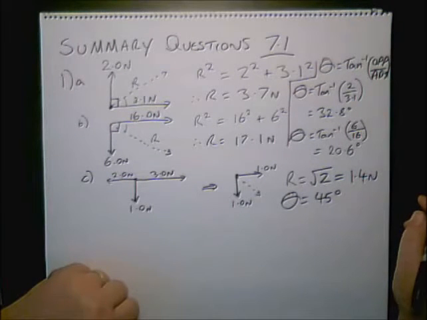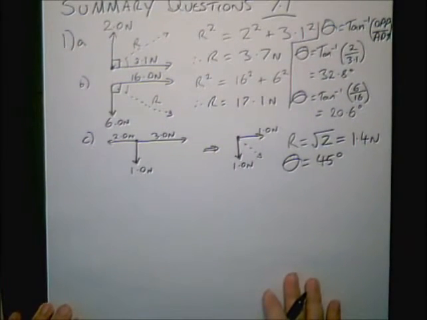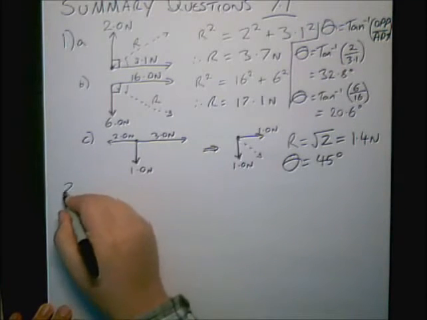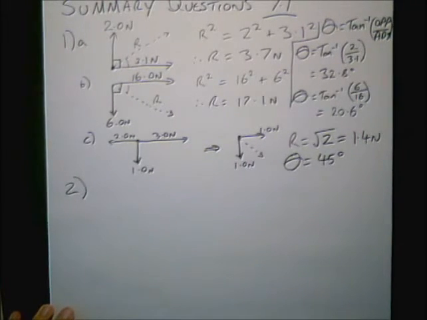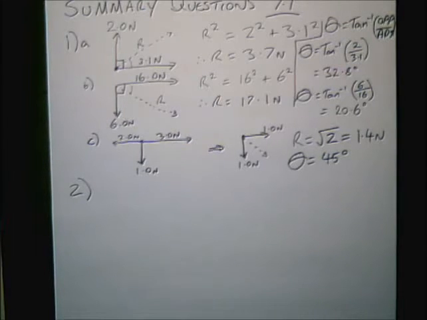Okay, that's the first section. Moving on to question 2. Calculate the magnitude and direction of the resultant force of an object which is acted on by a force of 4 newtons and a force of 10 newtons if they are part 1 in the same direction, part 2 in opposite direction, and part 3 at right angles.